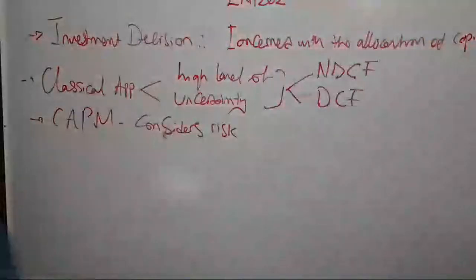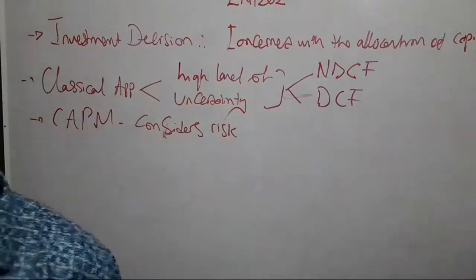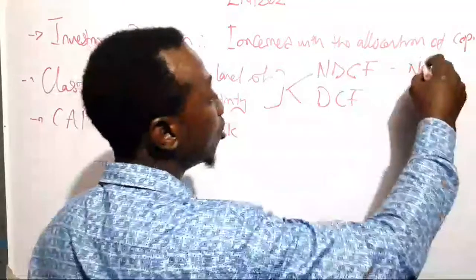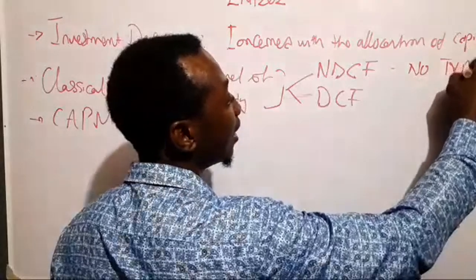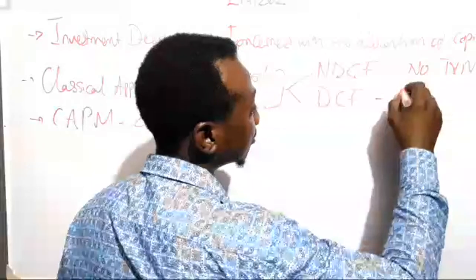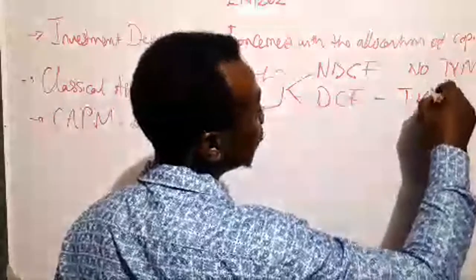Now, when we say non-discounted cash flow, what are we talking about? This is the investment technique which has no consideration for time value of money. No time value of money. Then we also have the discounted cash flow method. These are the investment analysis that takes into consideration the time value of money. So we have that as that.